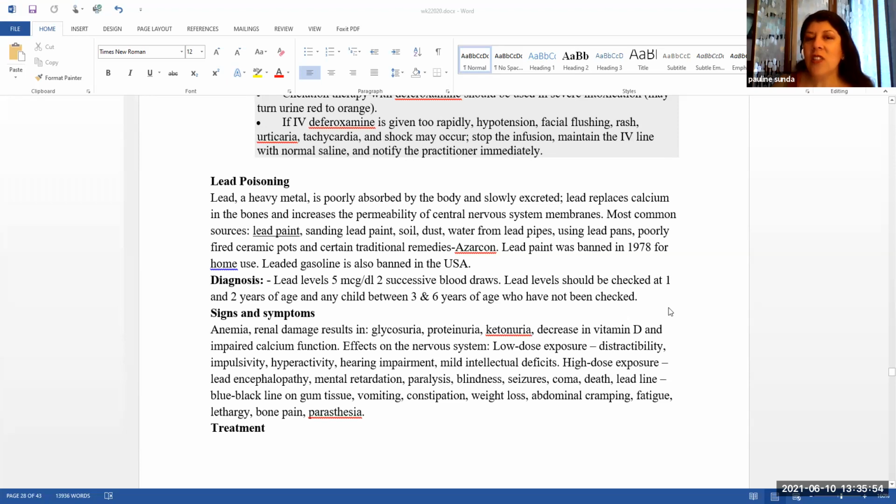Lead poisoning is actually in a separate section in this chapter. I'm not exactly sure why they put it separately.